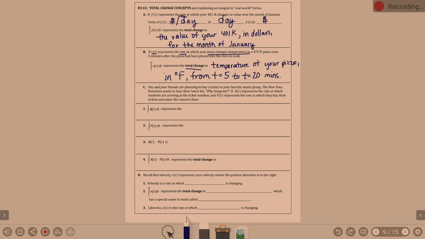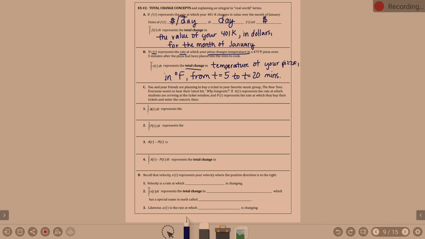Question or no? Would it be valid to put temperature, parentheses, in degrees Fahrenheit of your pizza? Yeah, it doesn't have to be written in this exact form. Those are the pieces you need to get into. But no, it wouldn't have to be word for word.